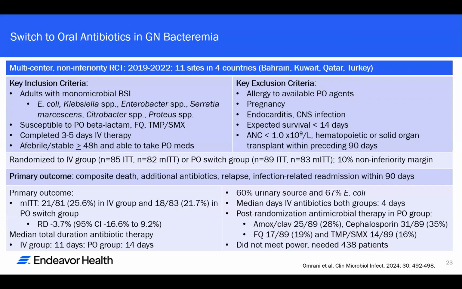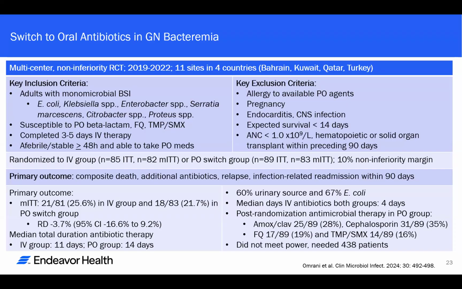Okay, we do have a randomized controlled trial that looked at IV to PO therapy by Omrani and colleagues in 2024. And this was at 11 sites in 4 countries, including Bahrain, Kuwait, Qatar, and Turkey. You can see here that they looked mostly at Enterobacterales. And basically, the patients had to get 3 to 5 days of IV therapy. They excluded a lot of those high-risk groups, again, a lot of those immunocompromised patients. They looked for a primary outcome of composite death, additional antibiotics, relapse, or infection-related readmissions within 90 days, and found no difference between the IV group and the IV to PO switch.